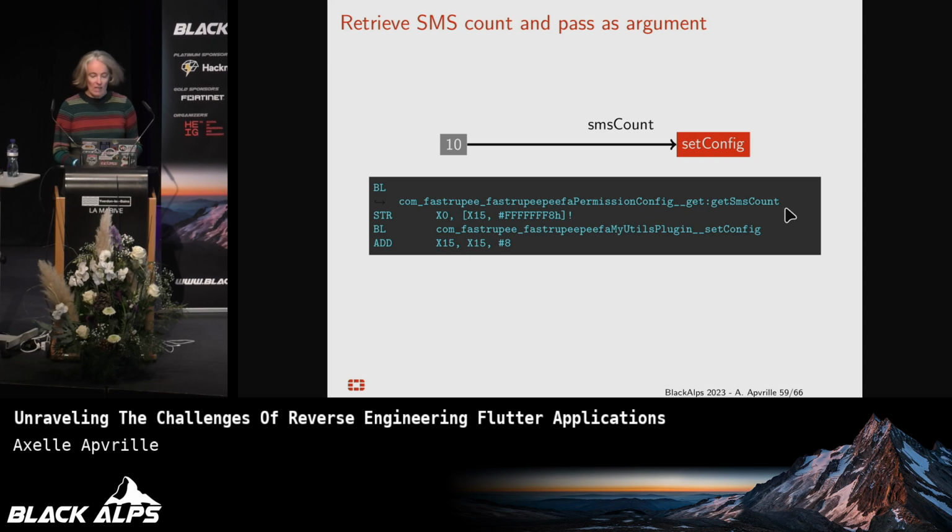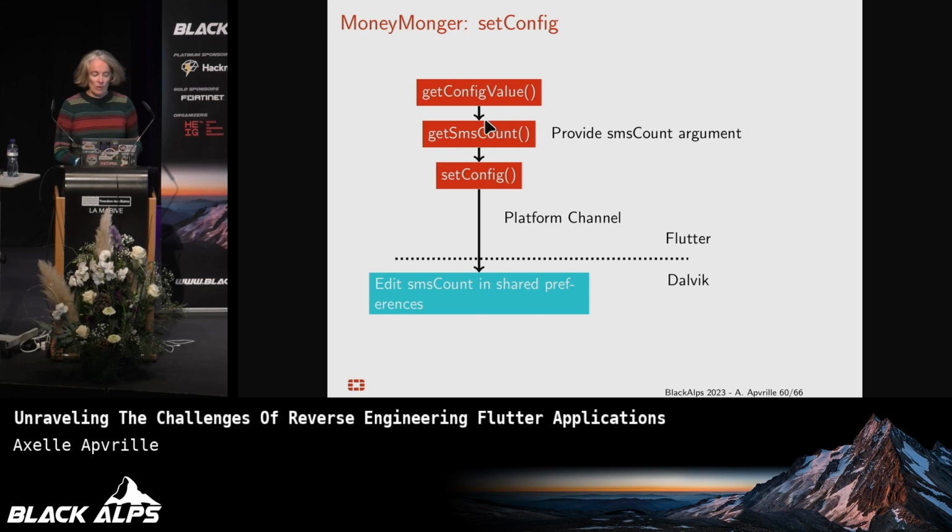Okay, setConfig, and we see that just before that it is calling another routine which is called getSMSCount. As a matter of fact, it means that getSMSCount is retrieving some number and passing that as an argument to setConfig. So what getSMSCount does is retrieve that number from another configuration and pass it to setConfig as an argument, and then setConfig calls some parts of Dalvik Java code on this side, and it edits a shared preferences file.